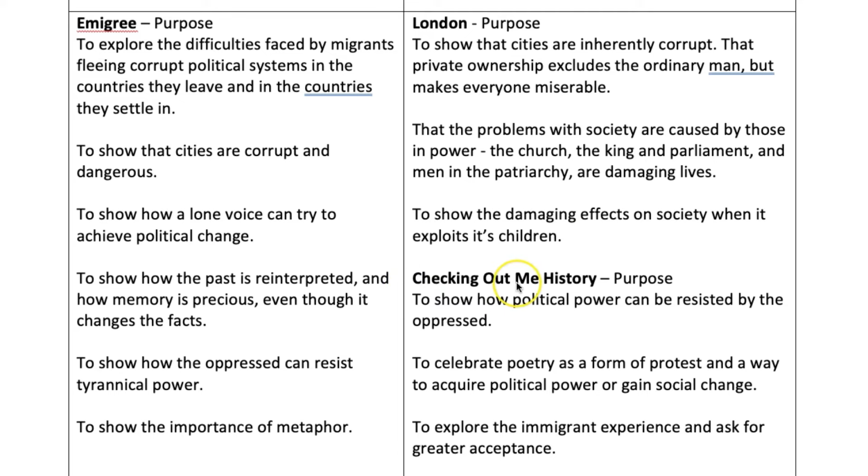Similarly, Checking Out Me History. To show how political power can be resisted by the oppressed. That links again to the final line of Emigree. To celebrate poetry as a form of protest and a way to acquire political power or gain social advantage.